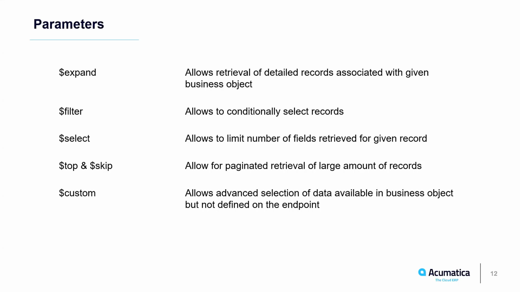This way you can retrieve huge amounts of data in smaller chunks so that the request processes faster, and your process also responds a bit faster than waiting for the whole list that could be thousands or tens of thousands of records long. And we also have, at last, the custom parameter, which can be used to retrieve fields that are present on the screen or present in the data access class that are used on the screen, but that are not defined inside of the endpoint.